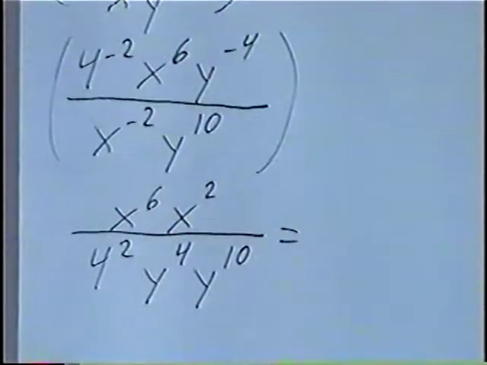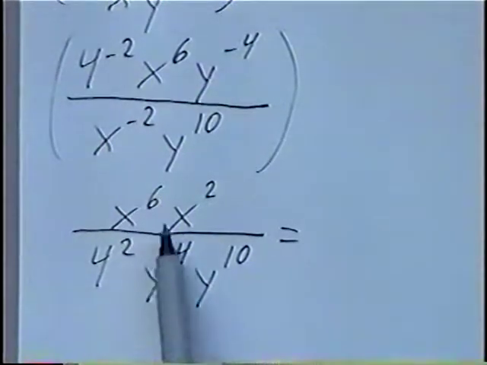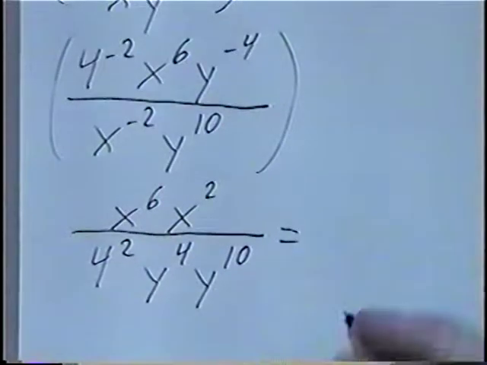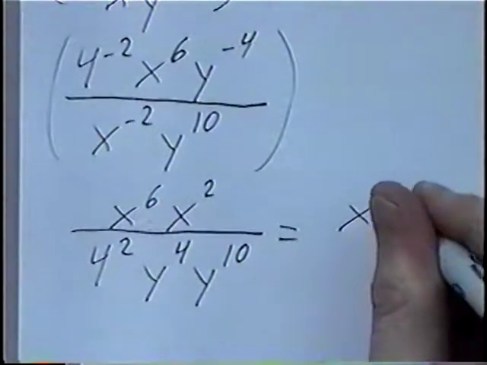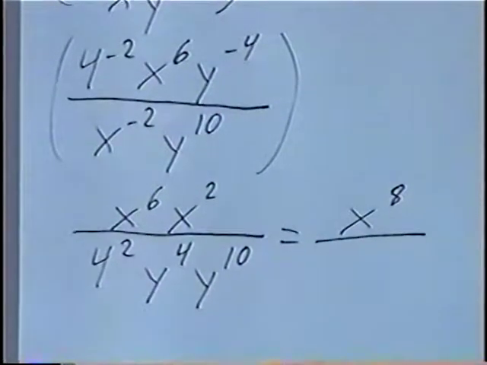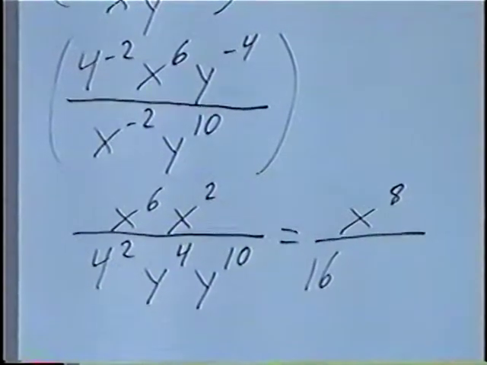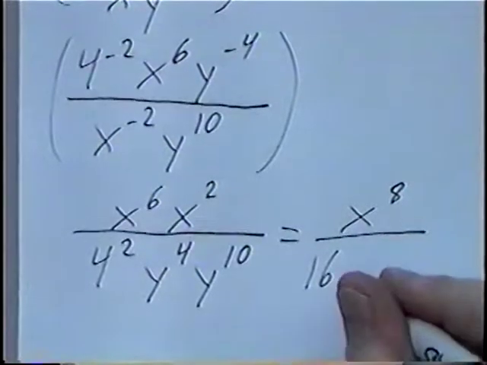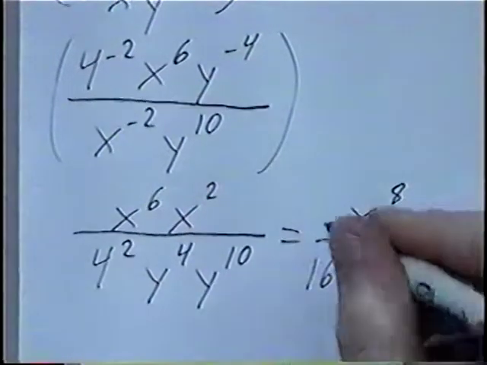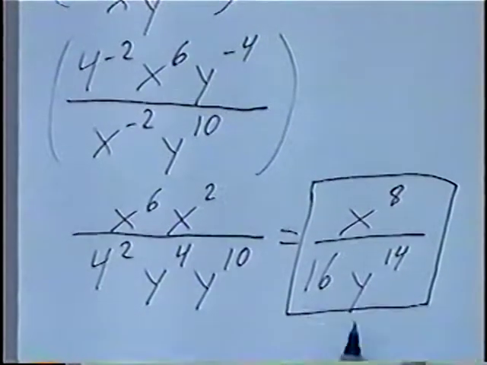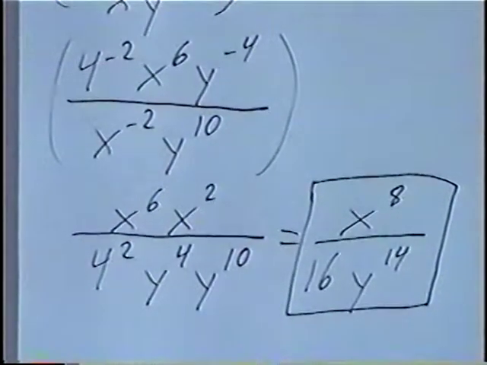And last step, combining like terms. X to the 6 times x squared. If we have the same base, we can add the exponents, which would be x to the 8th over 4 squared, which would be 4 times 4, 16. And y to the 4th times y to the 10th. The same base again, we can add the exponents, which would be y to the 14th. So our final answer, x to the 8th over 16 times y to the 14th.